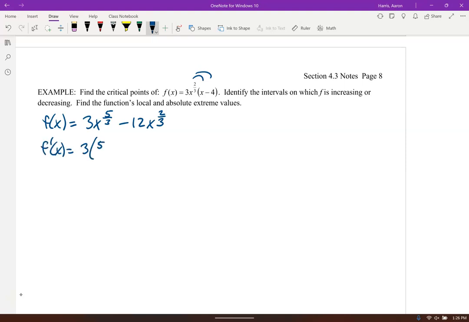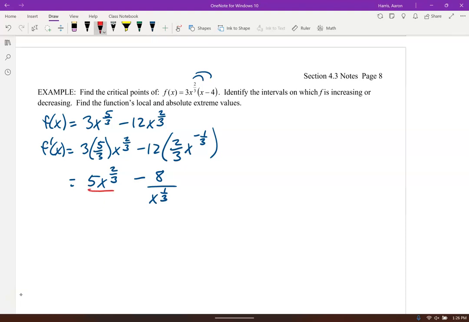So I got 3 times 5/3, x to the 5/3 minus 1, so x to the 2/3, minus 12 times 2/3, x to the 2/3 minus 1, which is negative 1/3. So it looks like I got 5x to the 2/3 minus 24 over 3, so minus 8 times x to the negative 1/3. Let me get a common denominator, multiplying by x to the 1/3. So this is 5, x to the 2/3 times x to the 1/3 is x to the 1. So 5x minus 8 over x to the 1/3.